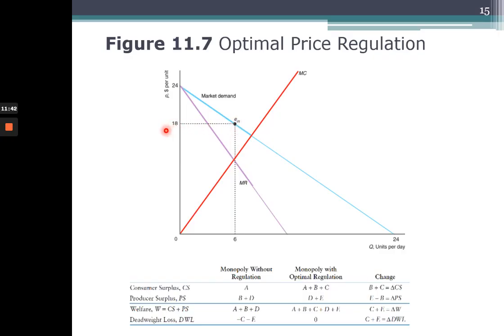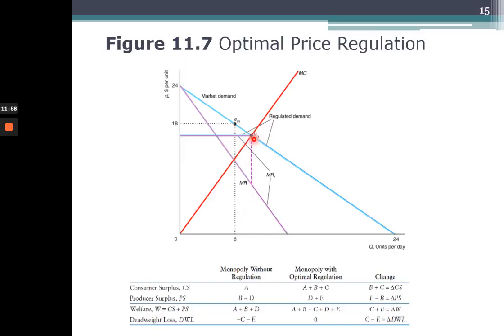So if government felt that that price is too high and they want to regulate this industry, they could look at where a competitive firm would operate. Well, we know it's where the market demand equals the supply. It would be at this point here, and it would produce this output.